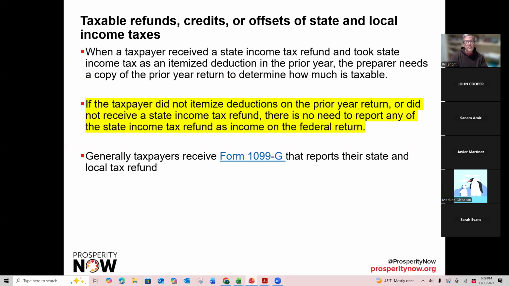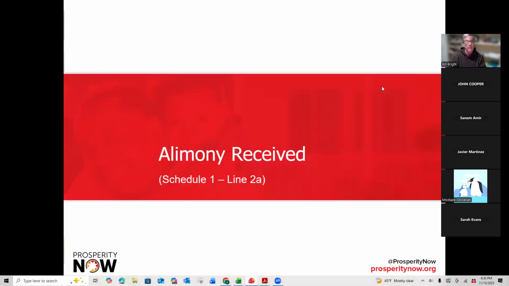So taxable refunds: when a taxpayer receives a state income tax refund and took the state income tax as an itemized deduction in the prior year, we need to copy that return to make sure to see how much of it is taxable. The reality is that if you don't itemize, you don't have to report state and local income tax refunds. So we generally don't have to worry about that. And that would come with a 1099-G. Most people do get that if they get a refund. But we were talking about a world where the vast majority of our clients are renters. So there's almost no chance that they're going to itemize. So there's no need to really focus on that.